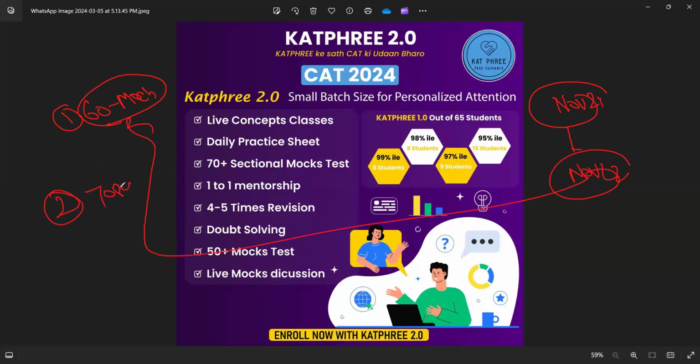Second, we'll be covering around 70 sectionals for each set, for example, for quants, for VARC, for DILR. We'll be covering 70 sectional tests.